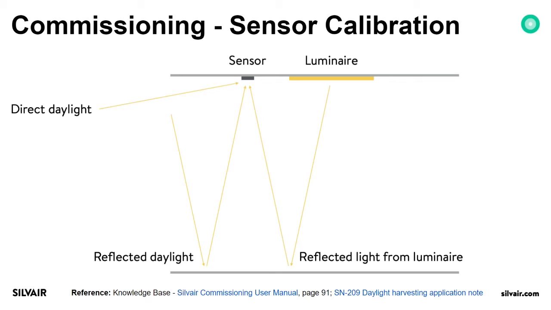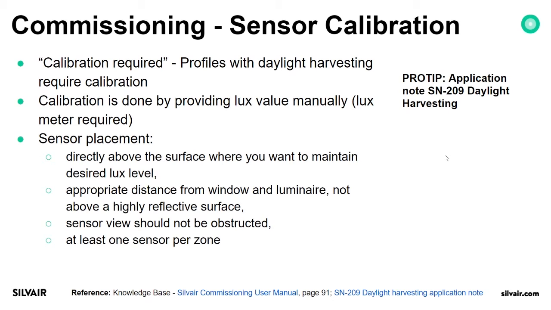Right now for sensor calibration, this is for daylight harvesting sensors. I won't be able to present this as a live view as I don't have the environment for this right now, as proper light level is required. This is a scheme of how sensor calibration looks and how we transfer the data from direct daylight and reflected daylight on the surfaces. More on it later. Calibration required.